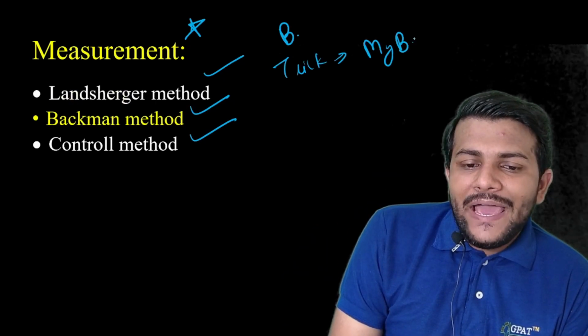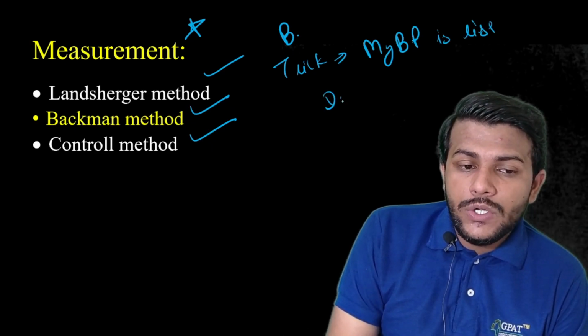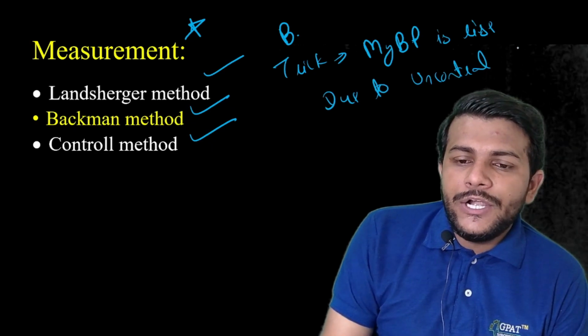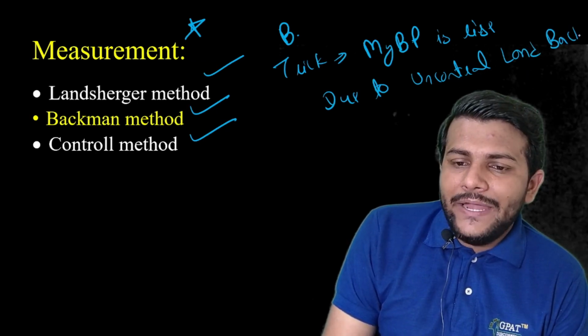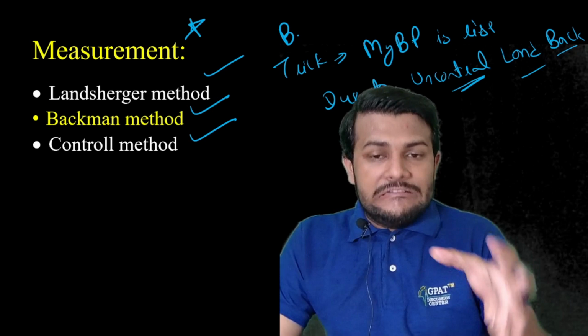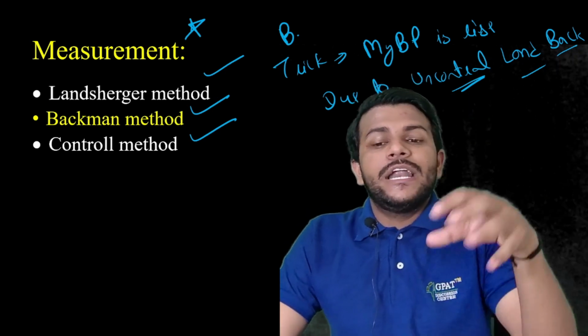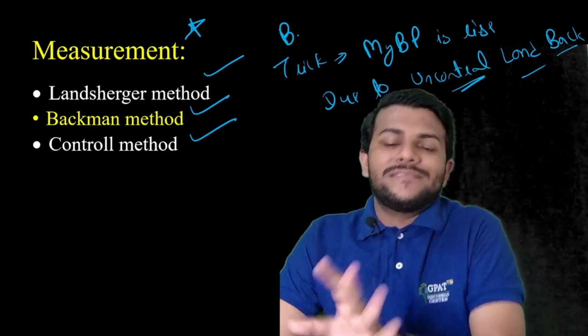My BP is rise means elevation in boiling point due to uncontrolled land backslide. Means control land and back. Means a person's BP is going to rise because they are having the uncontrolled land on the back side.